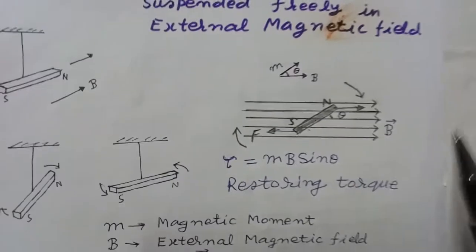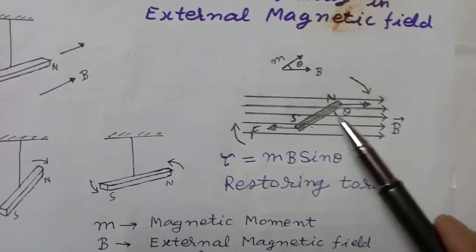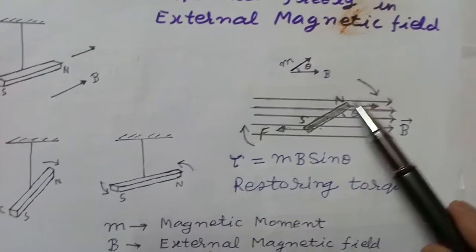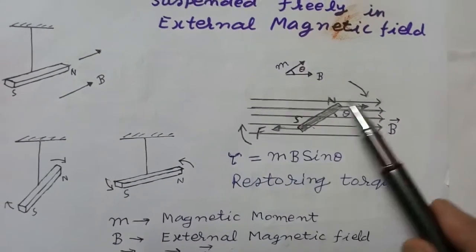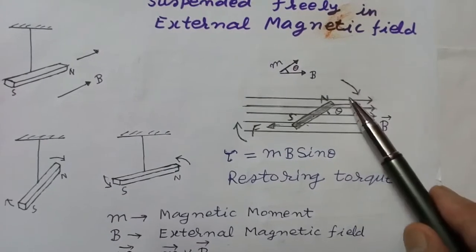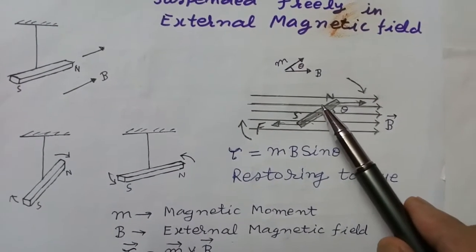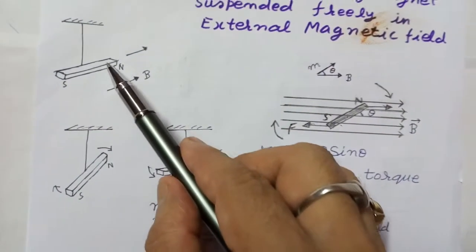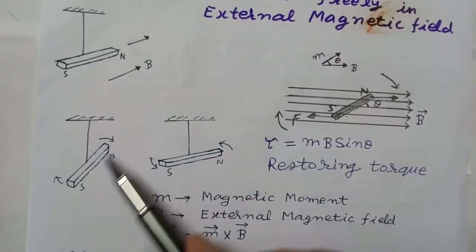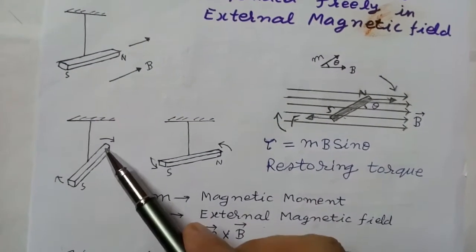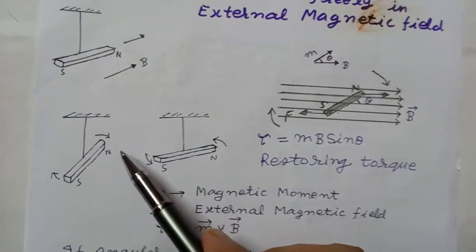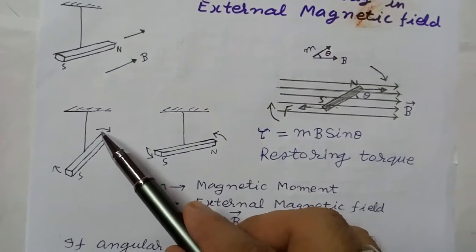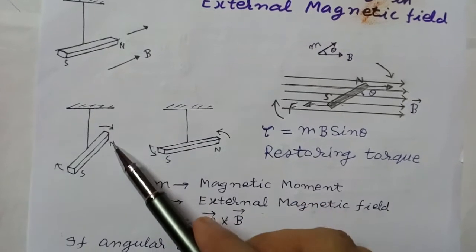We know that when a magnet is kept in an external magnetic field, making an angle theta with the direction of the field, it experiences a torque. This is called restoring torque because it tries to align the magnet in the direction of the field. So if we slightly rotate it through angle theta, there will be a torque due to Earth's magnetic field, and due to this torque the magnet will rotate to align itself in the direction of Earth's magnetic field.